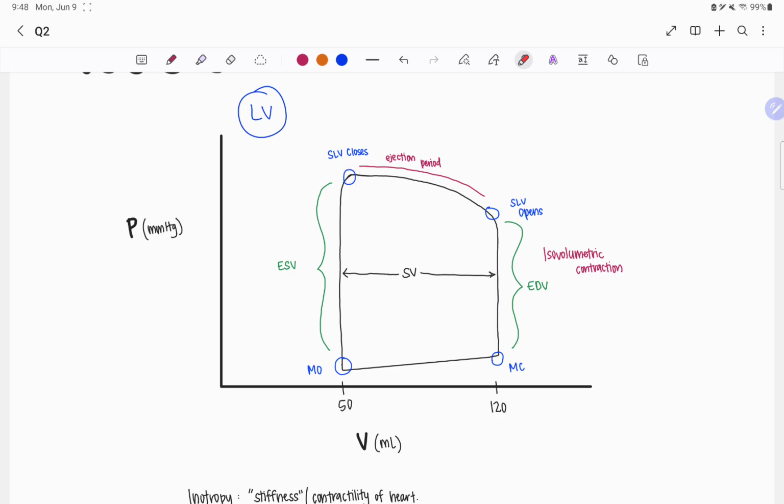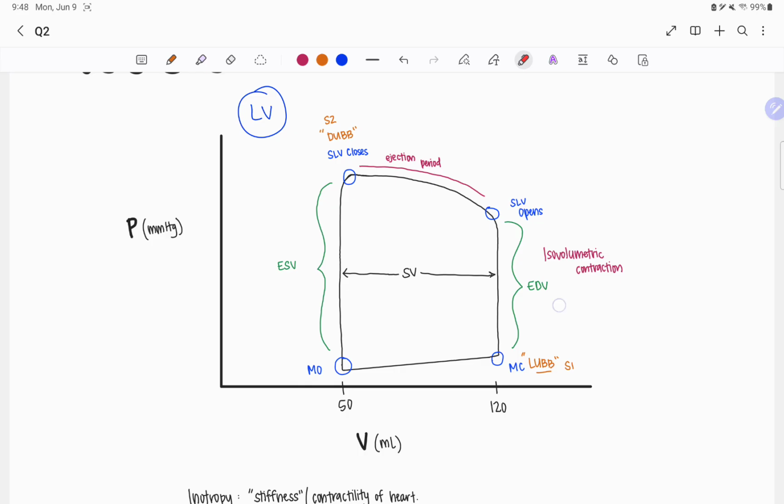semilunar valve closes. And so then respectively, this is lub, this is dub. It's when these valves are closed. The mitral valve closing is the lub of lub-dub, and then the semilunar valve closing is the dub. So S1 and S2.